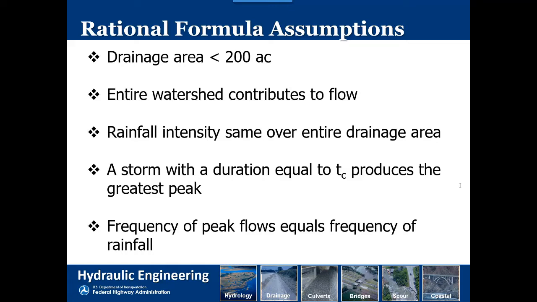And the frequency of flow equals the frequency of rainfall. What that means is if you have a 10-year storm, you're going to have a 10-year runoff. If you have a 20-year storm, you're going to have a 20-year runoff. Now, that's not always true. If you had a rainstorm 2 days before, you might have a 25-year runoff with this 20-year storm. But this is the assumption we make here. Okay? Any questions about these?